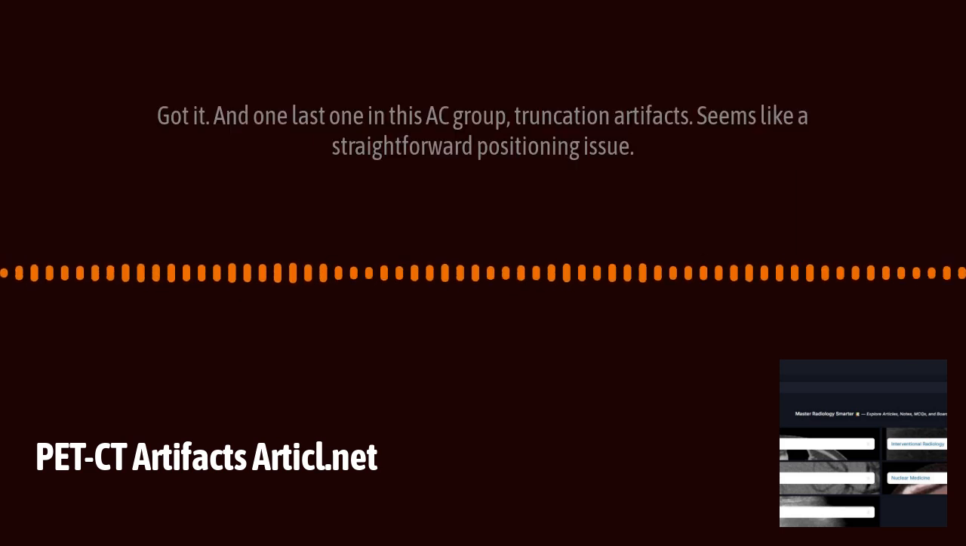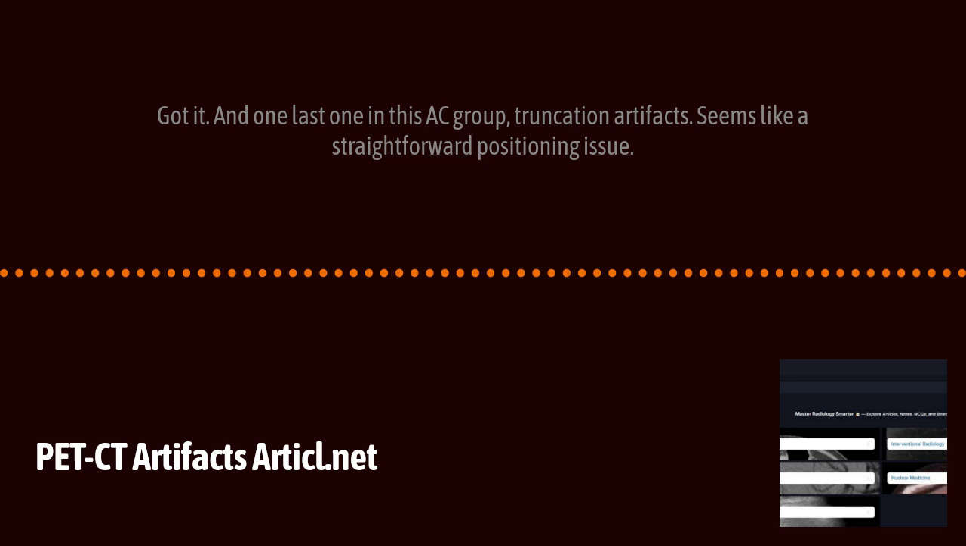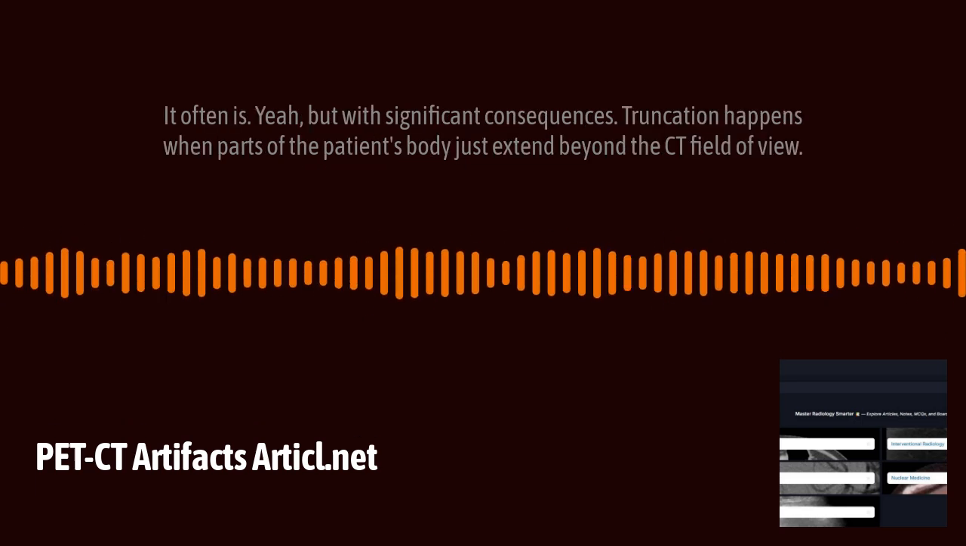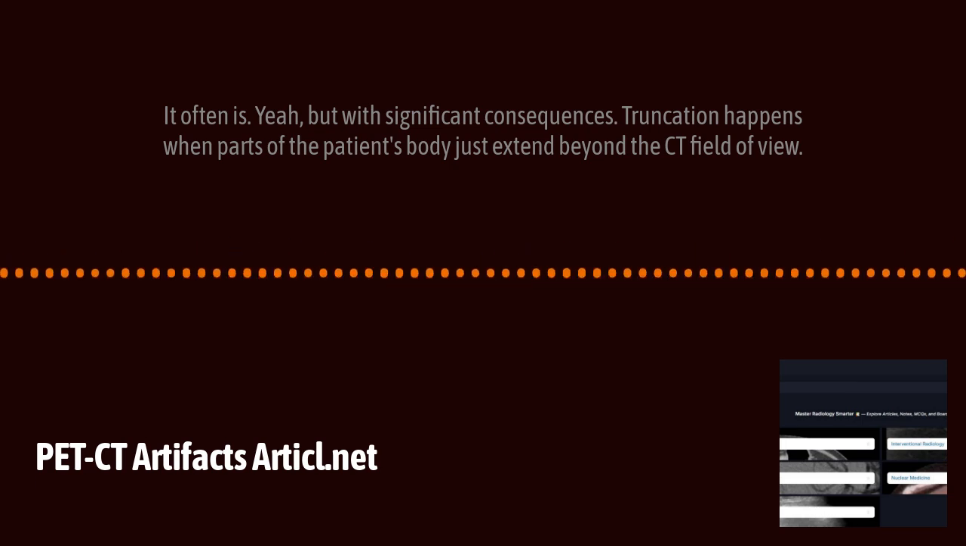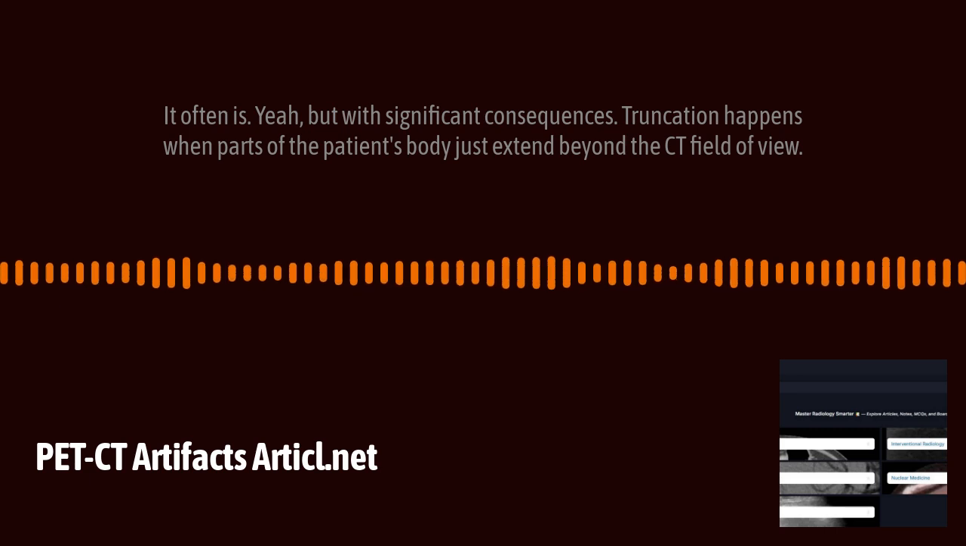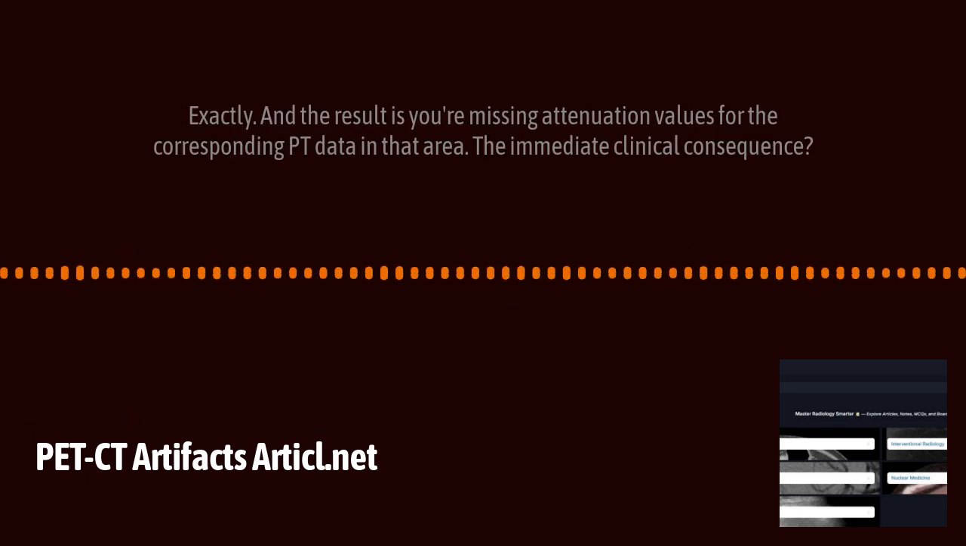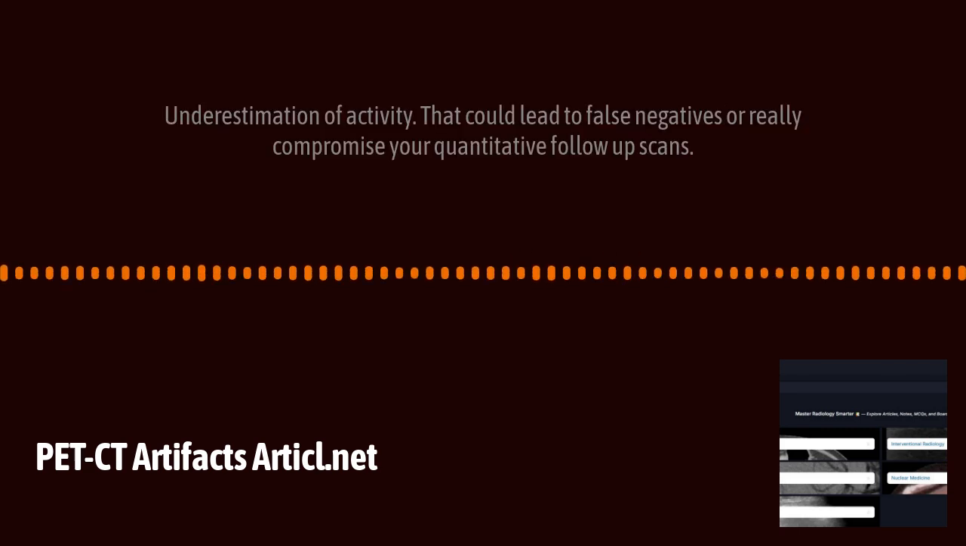Got it. And one last one in this AC group. Truncation artifacts. Yep. Seems like a straightforward positioning issue. It often is, yeah, but with significant consequences. Truncation happens when parts of the patient's body extend beyond the CT field of view. Arms down, maybe. Or a larger patient. Exactly, and the result is you're missing attenuation values for the corresponding PET data in that area. The immediate clinical consequence: underestimation of activity. That could lead to false negatives or really compromise your quantitative follow-up scans.